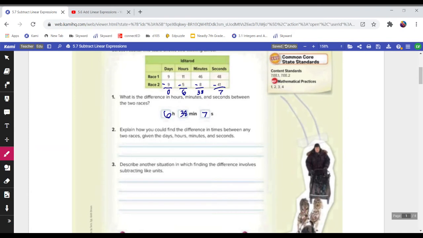Number 2, explain how you could find the difference in times between any two races given the days, hours, minutes, and seconds. You are going to subtract the like units. Subtract the like units and keep the labels.